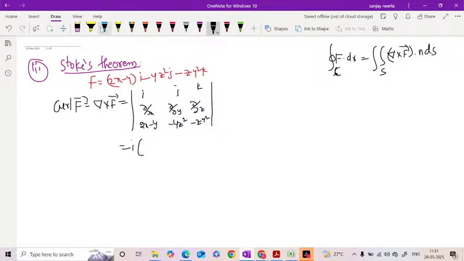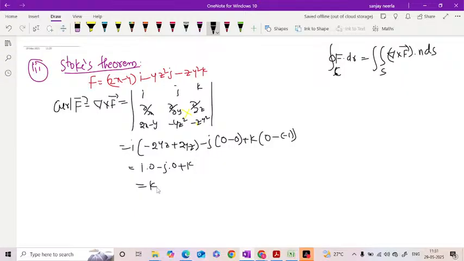Now i into, after differentiating with respect to y, we get minus 2yz. After differentiating with respect to z, we get minus, but minus into minus is plus 2yz. Minus j into, after differentiating with respect to x it is 0, with respect to y it is also 0. Plus k into, after differentiating with respect to x it is 0, and with respect to y we get minus of minus 1, so plus 1. So the result is i into 0 minus j into 0 plus k only.